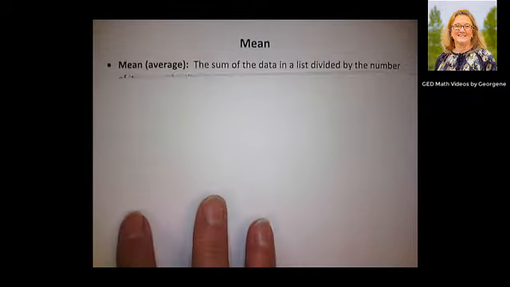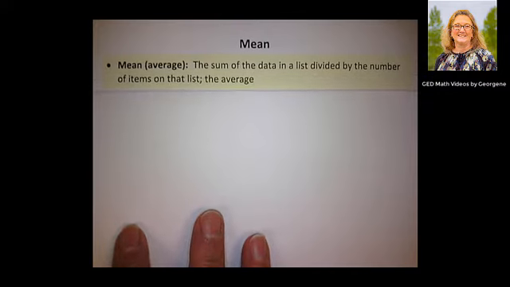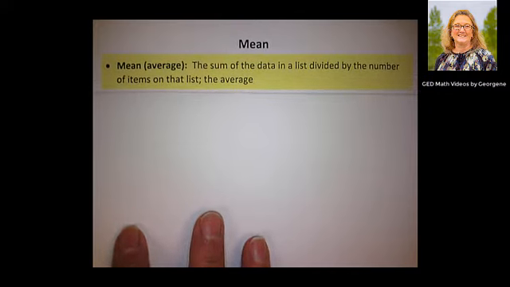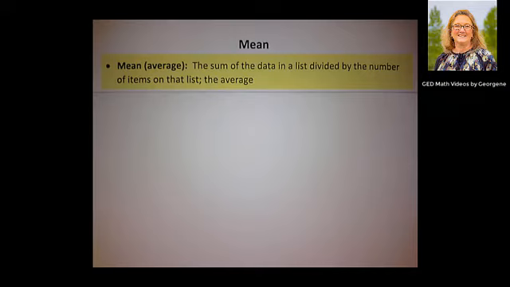So mean. A mean is the average. Another word for mean is average. It's the sum of the data in a list divided by the number of items on that list. That's the definition of mean.